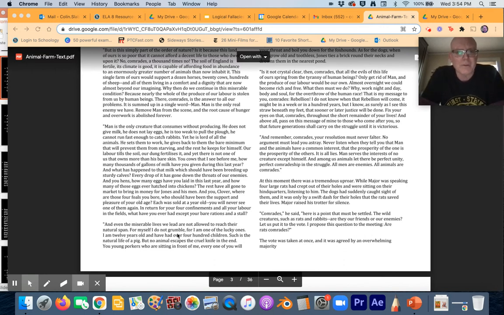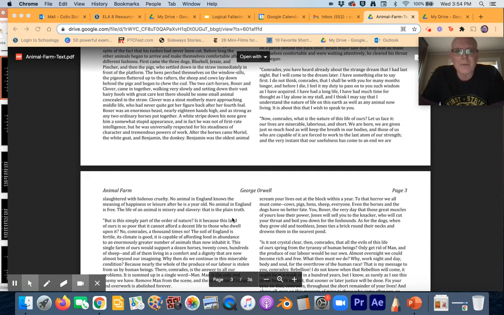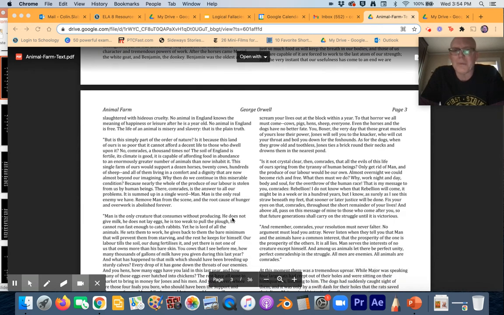For myself, I do not grumble, for I am one of the lucky ones. I am 12 years old and I've had over 400 children. Such is the natural life of a pig. But no animal escapes the cruel knife in the end. You young porkers who are sitting in front of me, every one of you will scream your lives out at the block within a year. To what horror we all must come. Cows, pigs, hens, sheep, everyone, even the horses and the dogs have no better fate. You, Boxer, the very day that those great muscles of yours lose their power, Jones will sell you to the knacker, who will cut your throat and boil you down for the foxhounds.